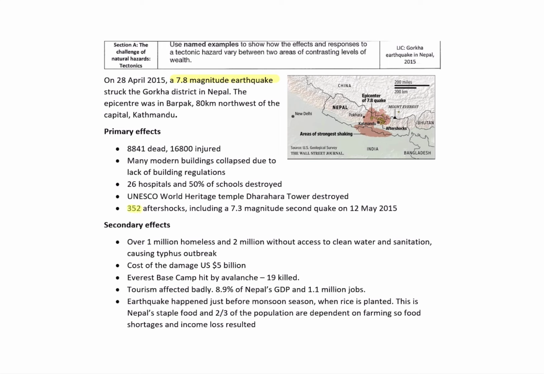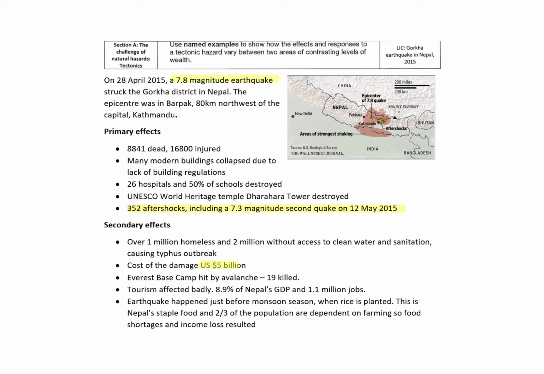One of the most significant primary effects is this one here that I'm highlighting. So 352 aftershocks, including a second 7.3 magnitude earthquake. So the second earthquake that they have is almost as big as the first. The big problem with this is that they didn't really have much time to recover. They didn't really have much time to prepare. And a lot of the area is already significantly damaged, but then it gets damaged further by the second earthquake.